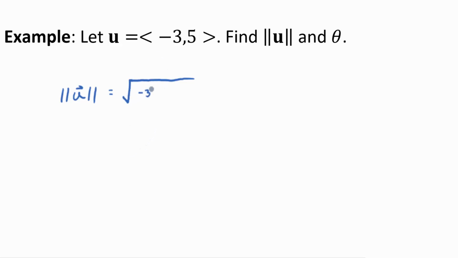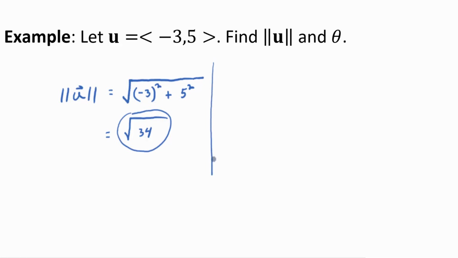Well, -3 squared, right? So that negative's going to go away. You don't have to worry about it. So plus what? Plus 5 squared. So all that's going on underneath the root. So what does that give you? The square root of? So 9 plus 25, 34. And so that's it. That's the length or magnitude of u. It's not so bad.